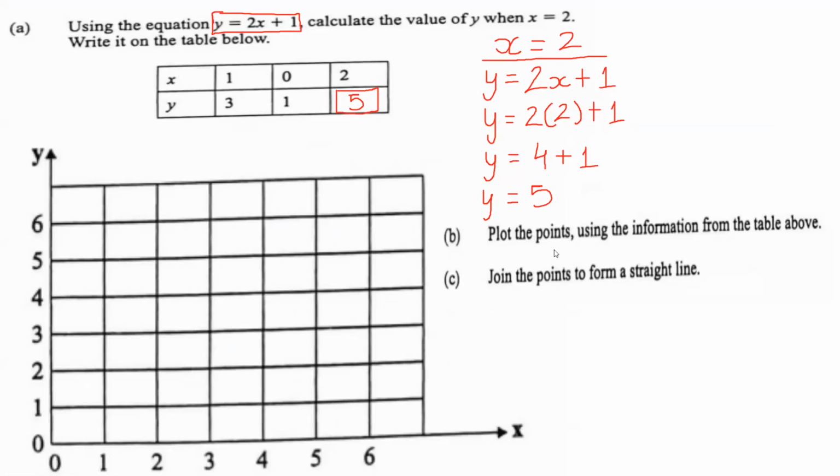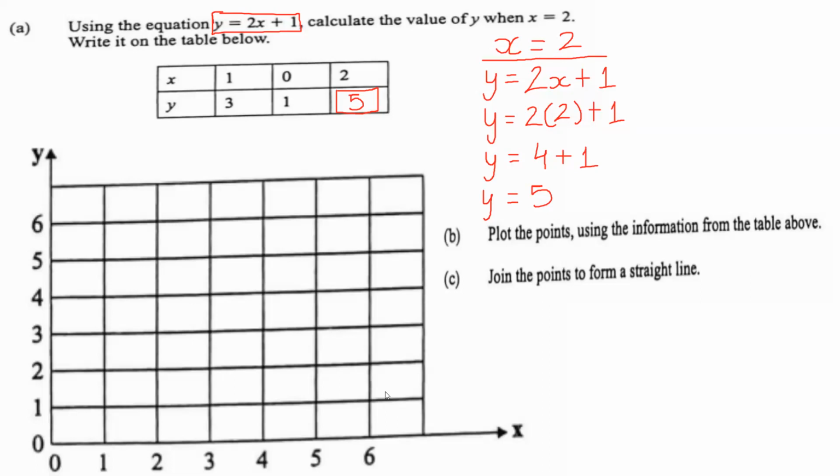Michael, can you read part B and C for me? Yes, sir. B says plot the points using the information from the table above. C says join the points to form a straight line. Very good. So if you want to join the points, well, let's first plot the points. That's the first order of business. So we want to plot these points.